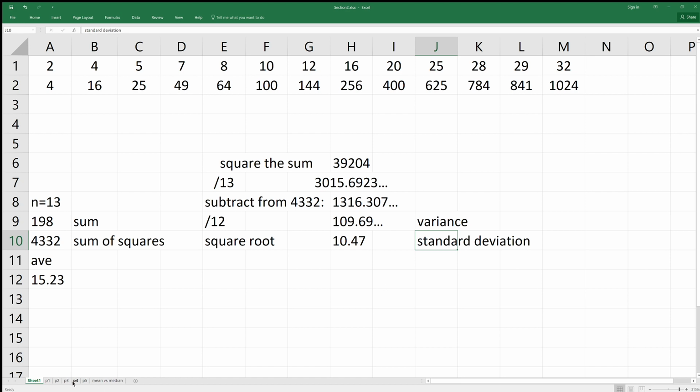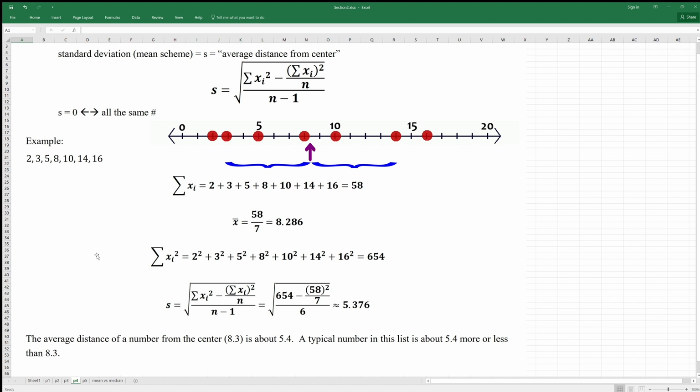So let's take another example. Let's take the set of numbers a little smaller: 2, 3, 5, 8, 10, 14, 16. So here they are on the number line presented: 2, 3, 5, 8, 10, 14, 16.